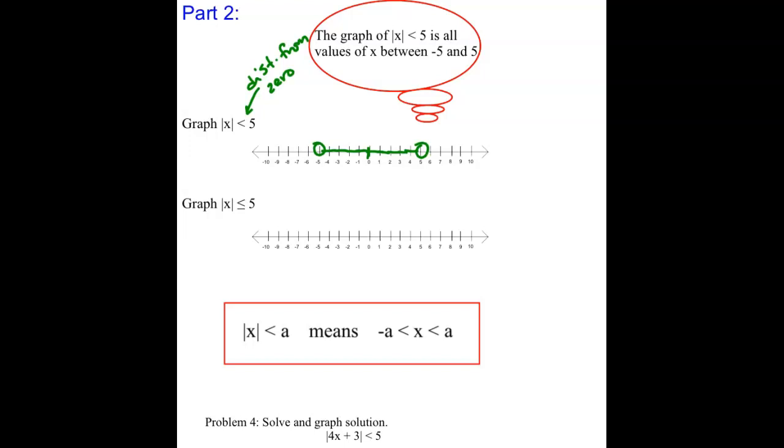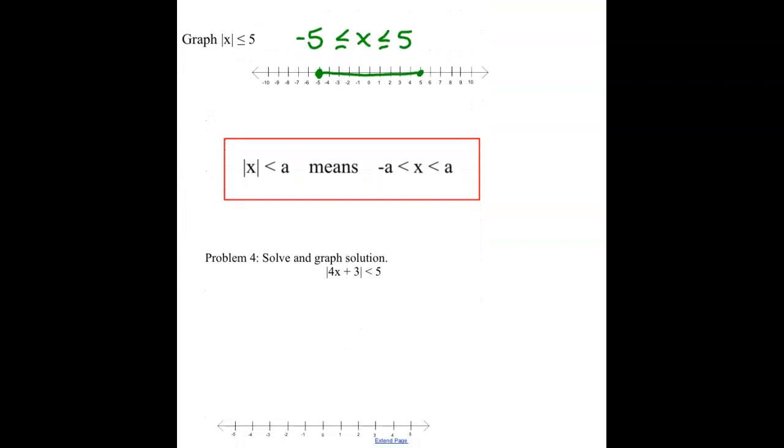So our statement here, the absolute value of x being less than 5, is the same as saying that our x's have to be in between a -5 and a +5. Now the only difference if there's an equal sign on it would be that we have equal signs on our expression and we'd have closed dots on our graph. But we are still saying we want to be within that 5 space mark from 0.